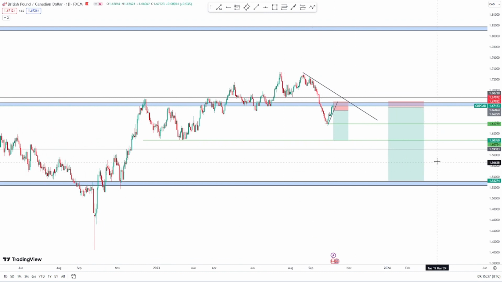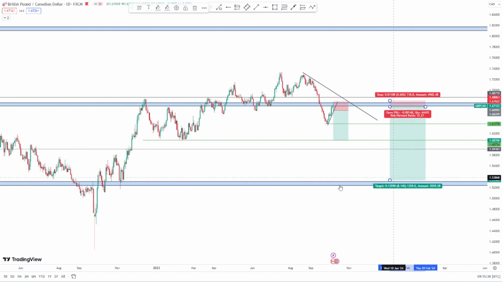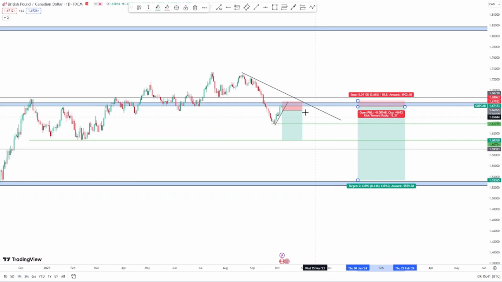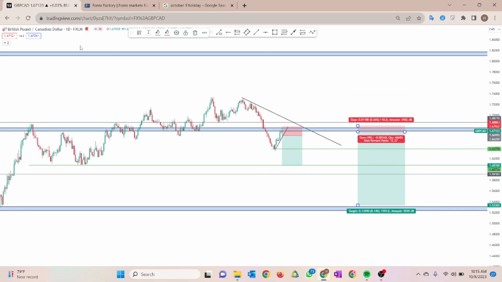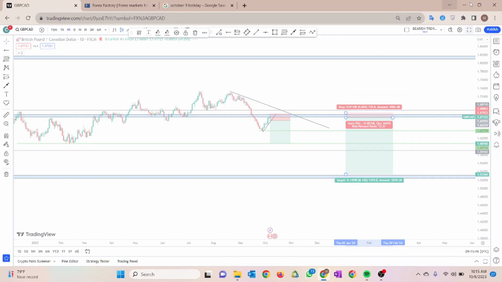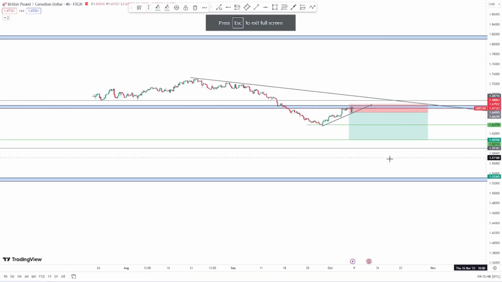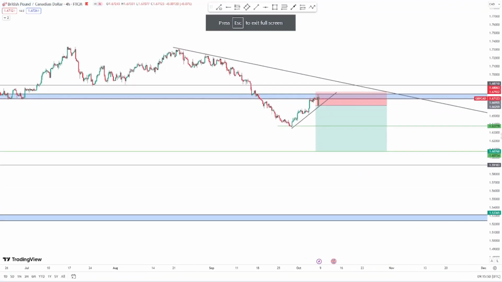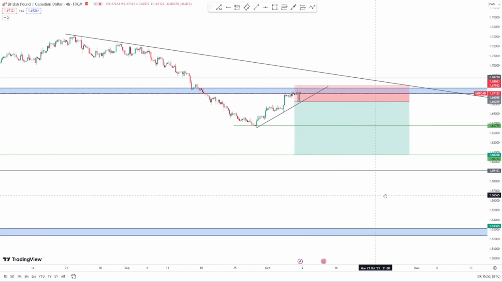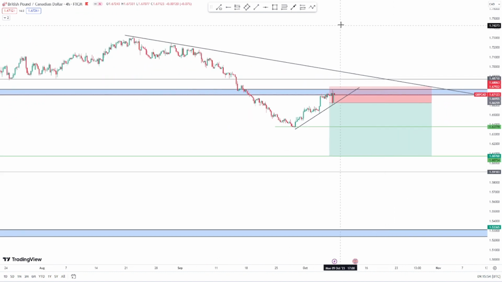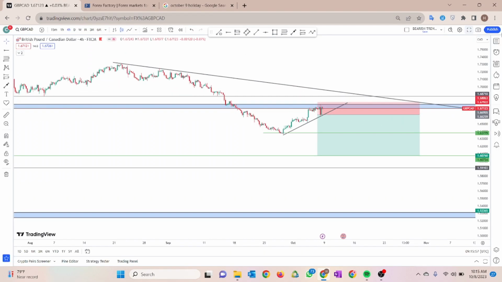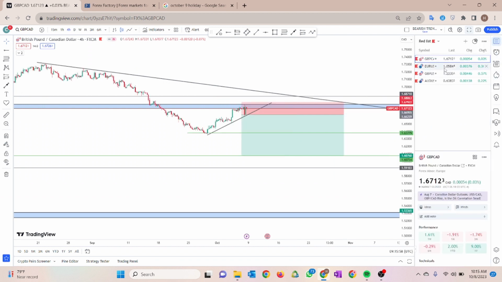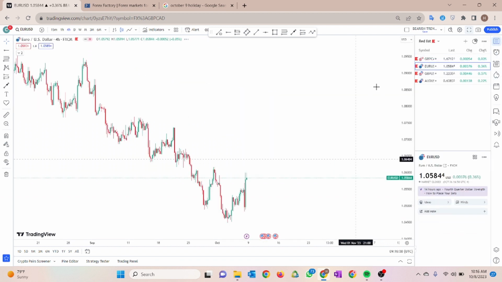Something like this is what to be expecting for GBPCAD. On a break below this counter trend line on the 4-hour time frame, I will jump on this trade. That's on GBPCAD. I'll jump on this trade and let's look at EURUSD quickly.